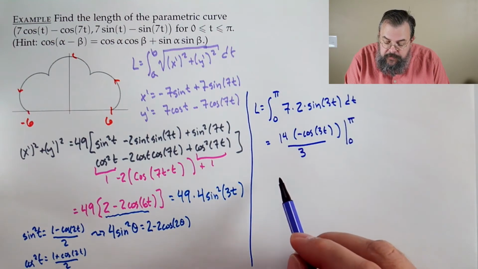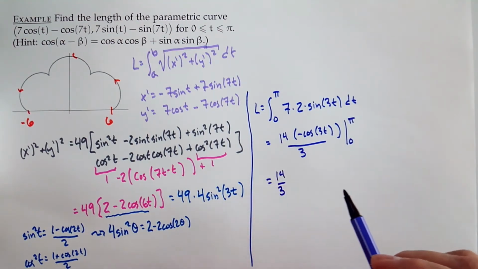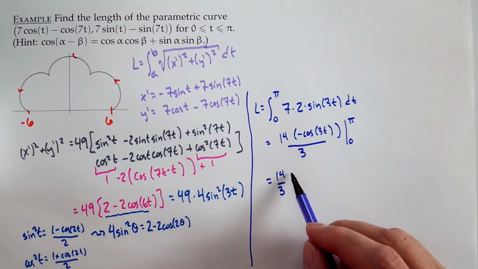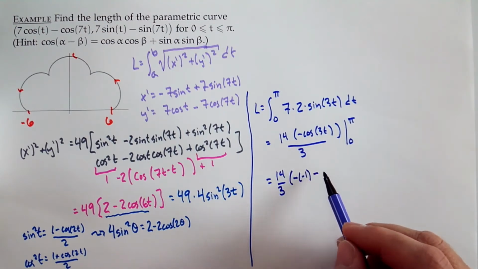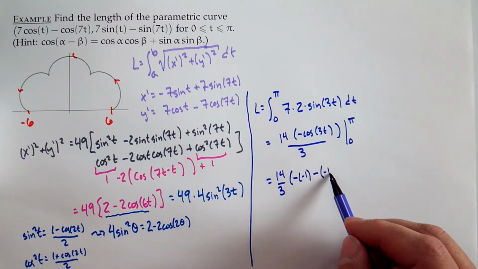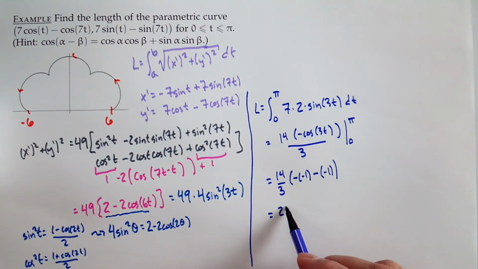And if we're careful here, and we'll be careful, so that's 14 thirds, and when we plug it in, well, cosine 3 pi is negative 1, so that's minus 1. And subtract, we can plug in 0, we'll get a minus 1. So really it's 1 plus 1, which is 2, which is 28 thirds. Good.